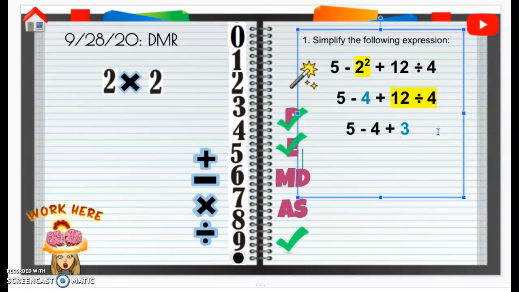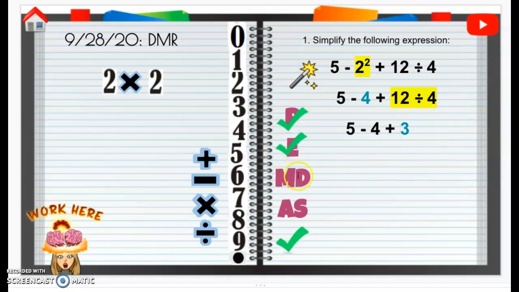Alrighty, we're getting close to being done now. So, do we have any more multiplication and or division? Remember, we go from left to right on that. Nope, we do not, so I'm going to check that off. What about addition or subtraction? Yeah, we've got both. Oh no, how do I go about this? From left to right, duh.